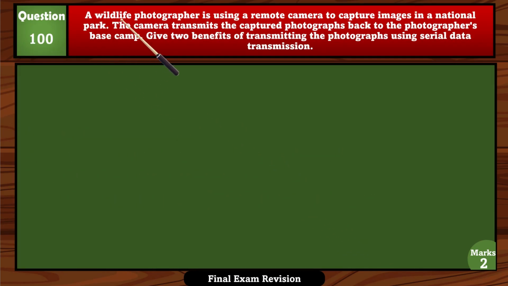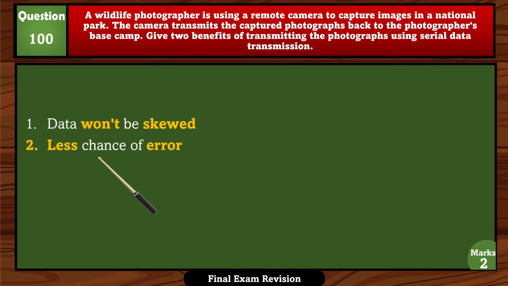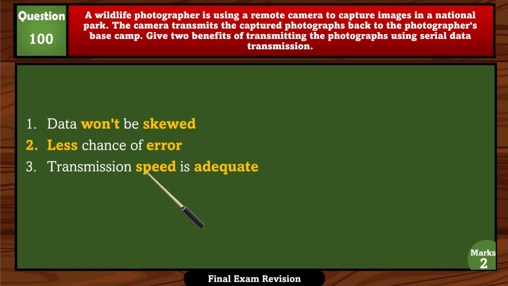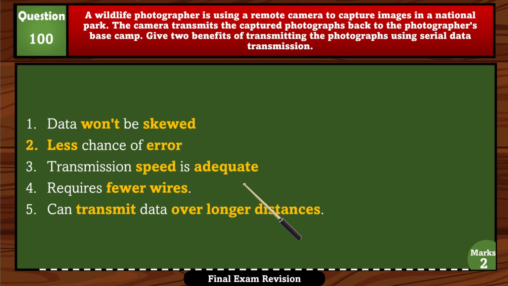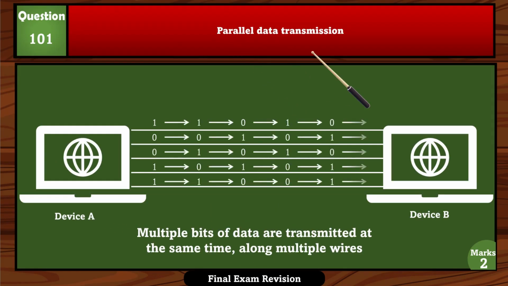Question 100. A wildlife photographer is using a remote camera to capture images in a national park. The camera transmits the captured photographs back to the photographer's base camp. Give two benefits of transmitting the photographs using serial data transmission. So number one, data won't be skewed. Number two, less chances of errors. Number three, transmission speed is adequate. Number four, requires fewer wires. Number five, can transmit data over long distance. Question 101, parallel data transmission. So you need to draw a diagram for the parallel data transmission.